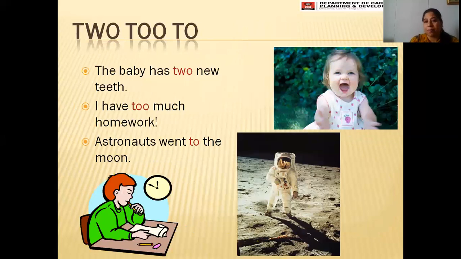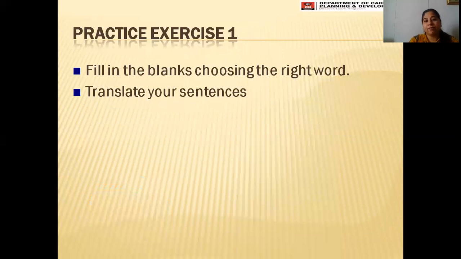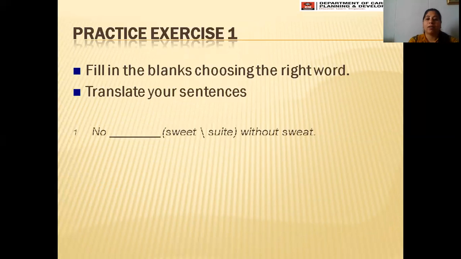Two, too, and to. Again, it is very simple and you will definitely know the difference. The baby has two new teeth. So there are two new teeth in the baby's mouth. Next is, I have too much work to do. So too much. It's just the way we are speaking that makes it feel different. Astronauts went to the moon. So to is short here. We are telling about the location where they went, that is the preposition to. Next is a small practice exercise which will make things clearer.